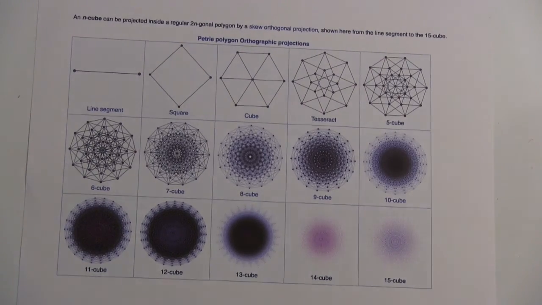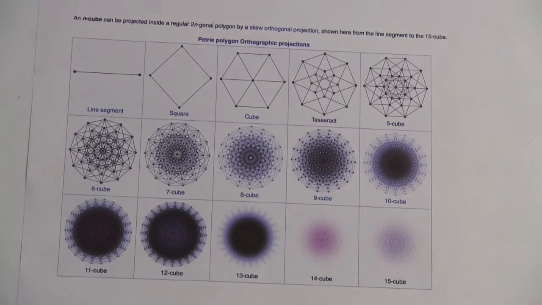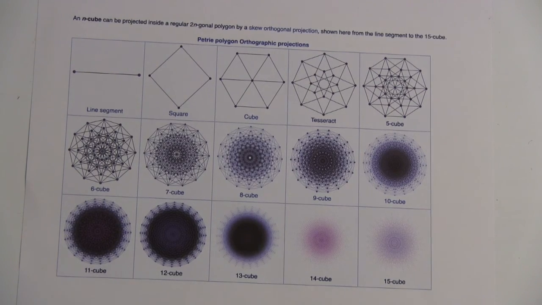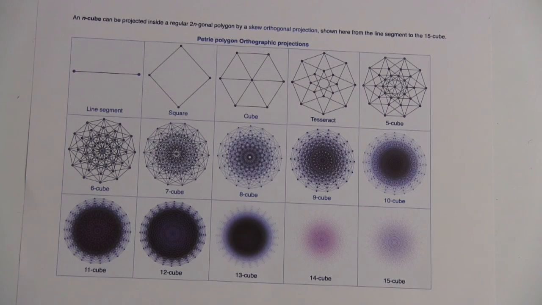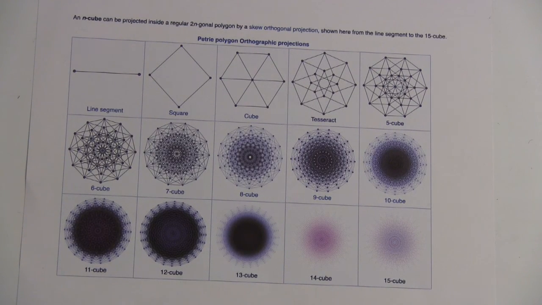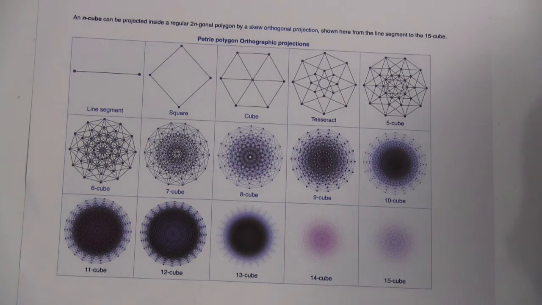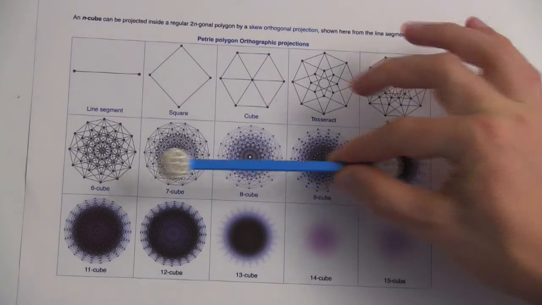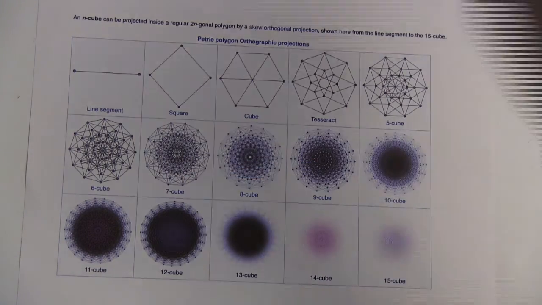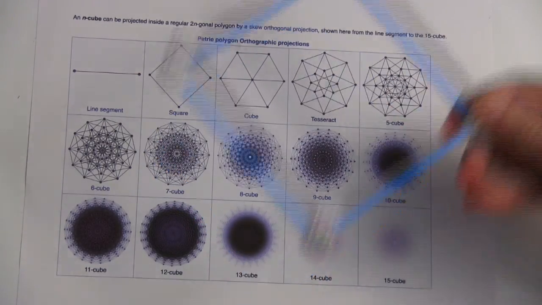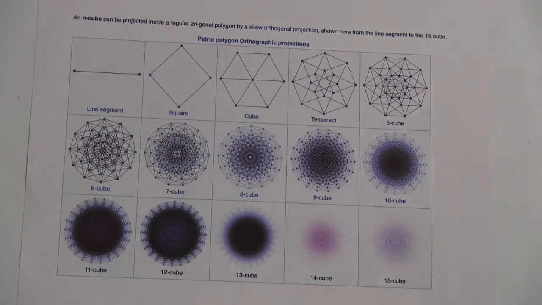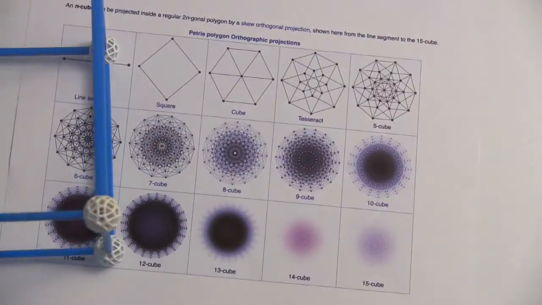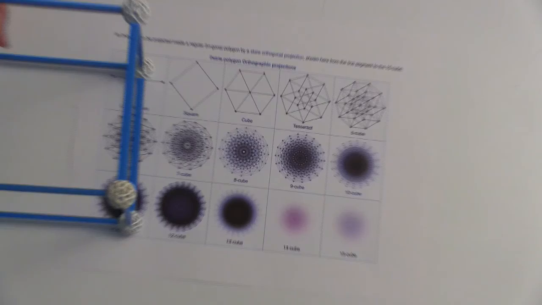Okay, so these are some 2D projections of various different dimensional cubes. And the line segment, I think, is pretty easy to understand. Yes. The square is pretty easy to understand. The cube, though, this one, maybe I can zoom out a little bit.